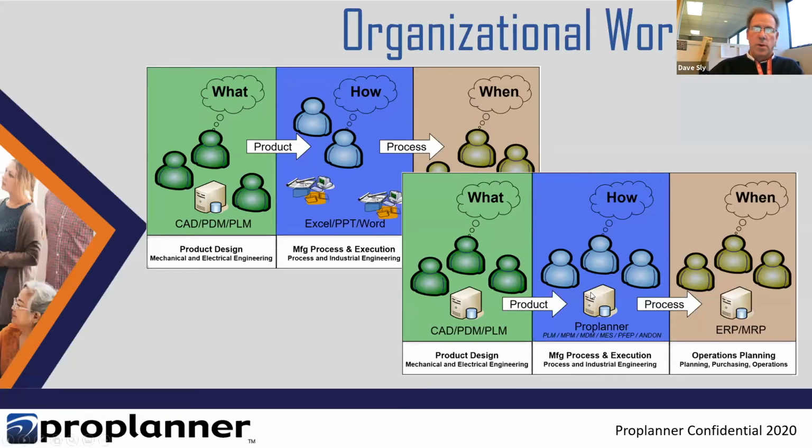And so this old Excel, PowerPoint, Word world, this blue box that we call the how, is really where we spend a lot of our time. It's part of what we call manufacturing or assembly PLM, manufacturing process management, a manufacturing data model. It extends into the shop floor execution world through manufacturing execution systems, through shop floor PFEP systems, Kanban, kitting, and then into monitoring and reporting in Andon.